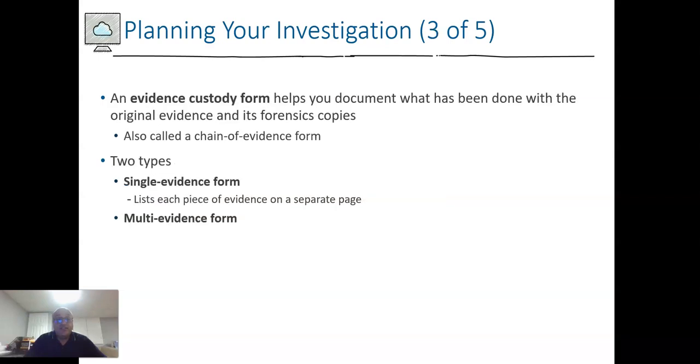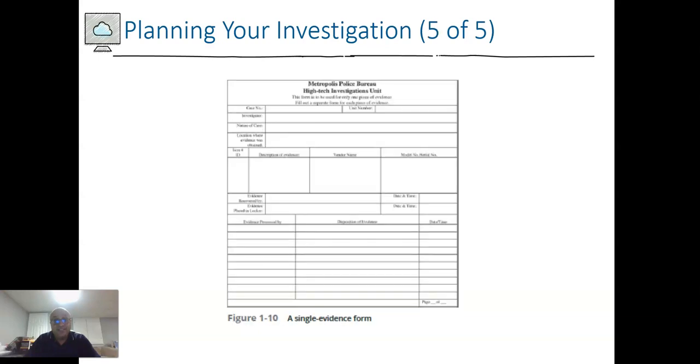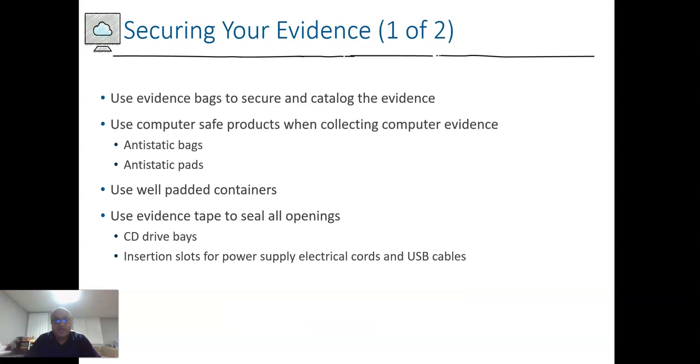An evidence custody form helps to document what has been done with the original evidence and its forensics copies. There are two types of this form: single and multi evidence form. Okay, this is the single one, and again, this is not standard. There are many different styles; these are just examples of the kinds of forms.